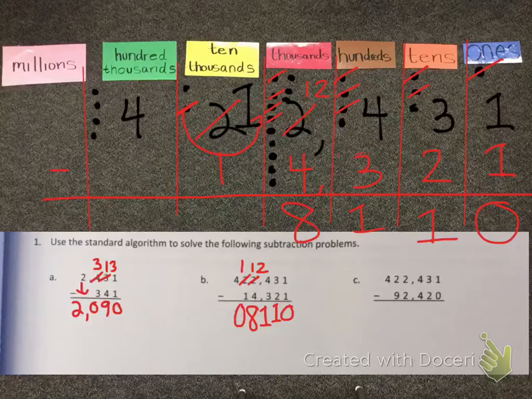Perfect. 1 subtract 1 is 0. Bring down the 4. And boom, there we go. 408,110. Awesome. Not too difficult. Cool. All right, let's do the last one. Let's do C together, and then you will do the rest on your own, D, E, and F.